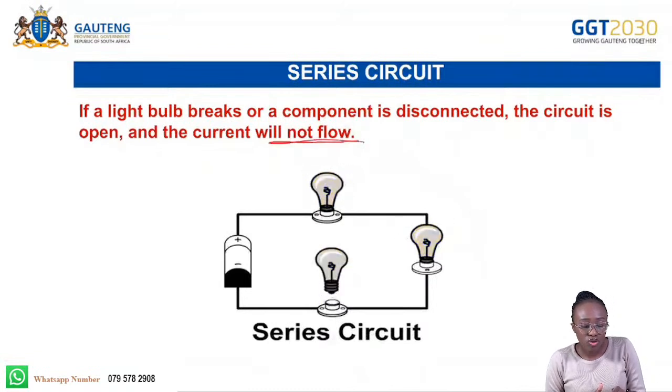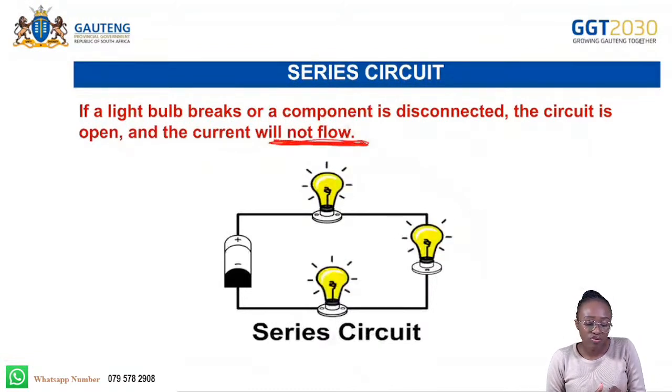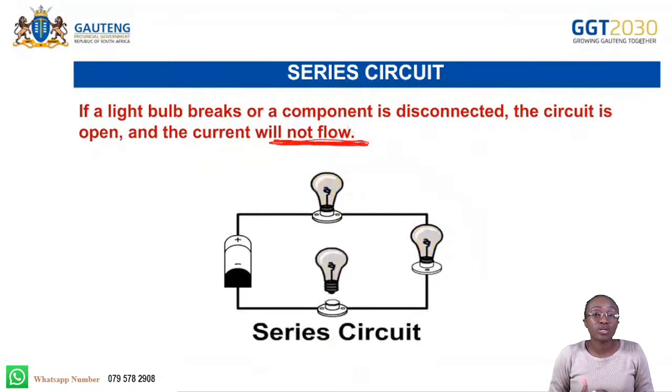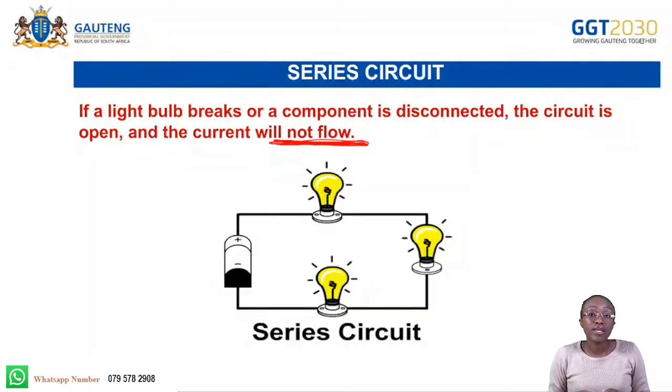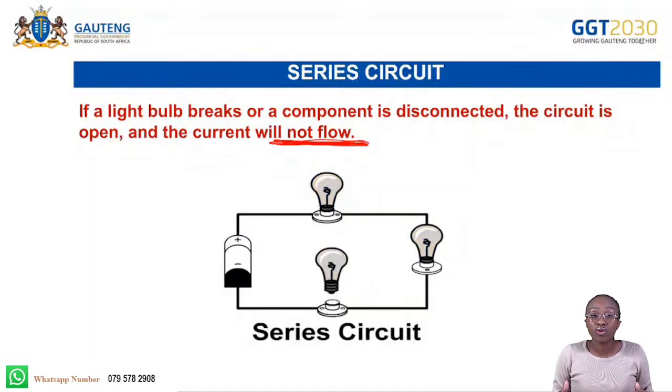Remember, current not flowing means there is a gap somewhere. So if a component breaks, or if a light bulb is removed from one of the sockets, from one of the holders, then we now have an open circuit. And what does it mean when we have an open circuit?